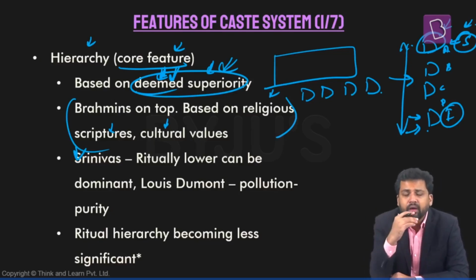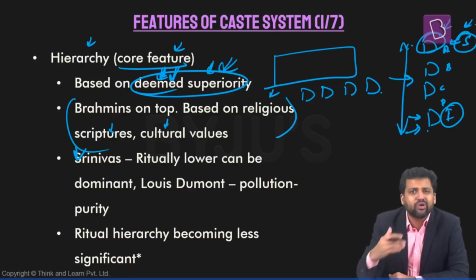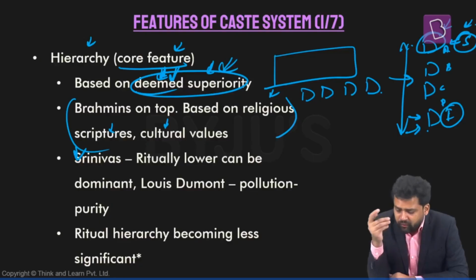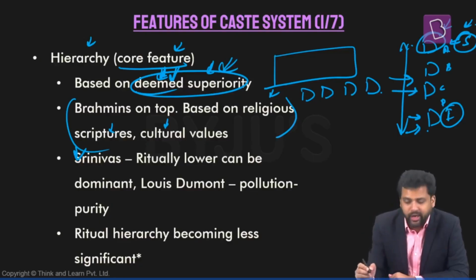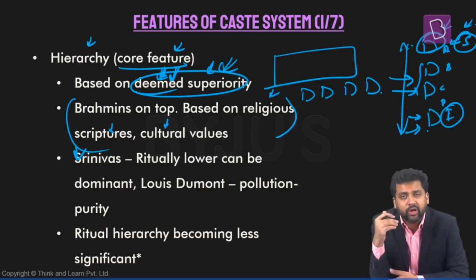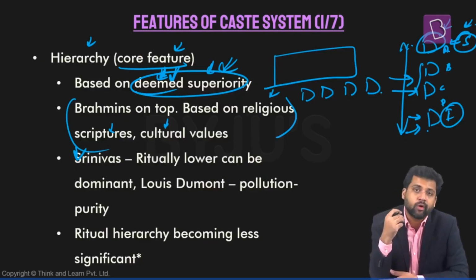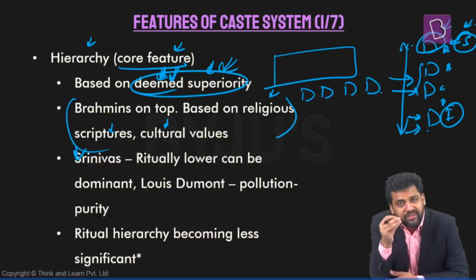That is secular hierarchy. So M.N. Srinivas is saying that this ritual hierarchy that is there might be something which is symbolic in nature. There can be some castes which are lower in the ritual hierarchy. Maybe they are in second position, third position in the ritual hierarchy. But they might be having a lot of power. Maybe they have economic power. Maybe they have political power. Maybe they are the ones who are dominant. So sometimes this can also happen.